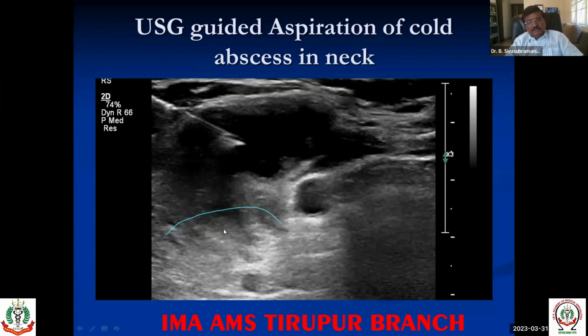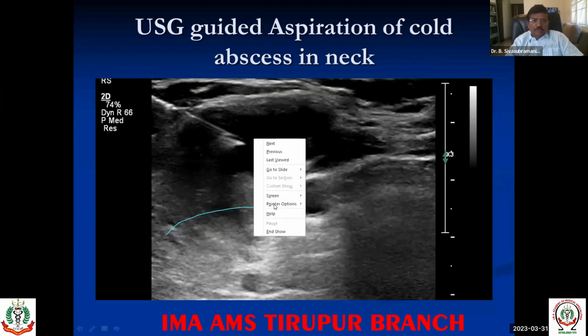When you see a fever or enlarged lymph nodes, we can put a needle under ultrasound guidance. So here you can see the pointer.